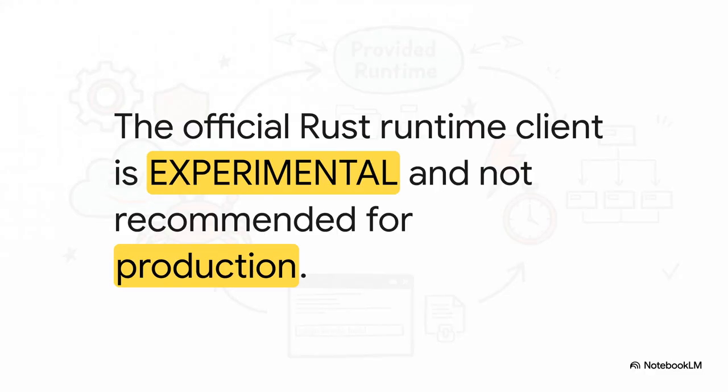But hang on, before we go any further, there's a really important heads up, and this comes straight from the AWS docs. The official Rust runtime client, the thing that makes all this work, the Lambda runtime crate, is still officially considered experimental. It's awesome for playing around with and for personal projects, but you've got to be aware of this before you go and deploy it to a mission-critical production system. Just keep that in mind.